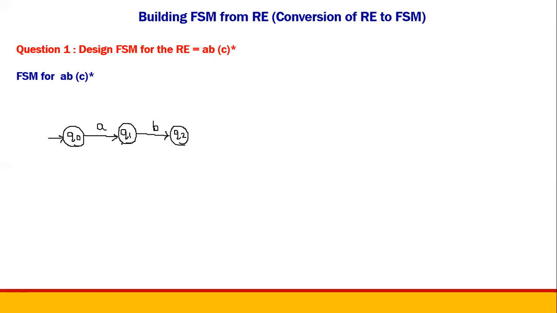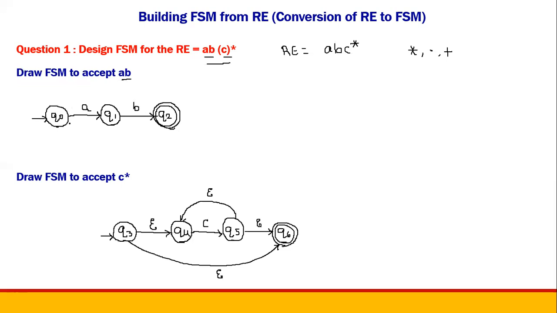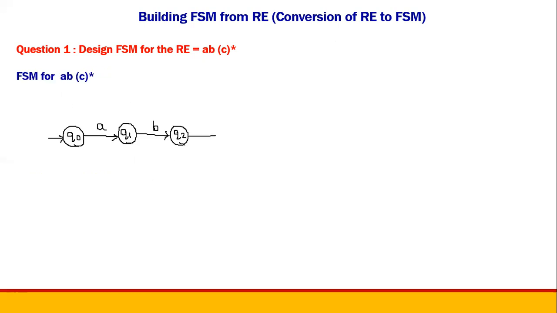Okay, so this is what we had done for AB. Now, this should be followed by C star. So what I do is, here itself I am merging these two. Now look at this. I am merging AB and C star. So Q2 becomes my Q3 here. That means from Q2 itself I will be starting C star.